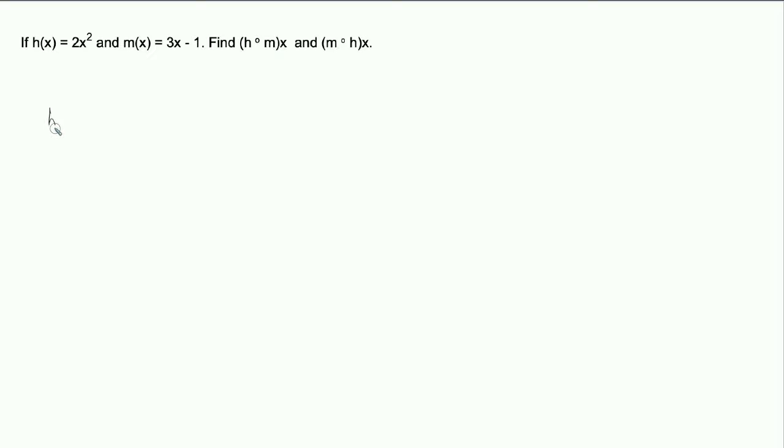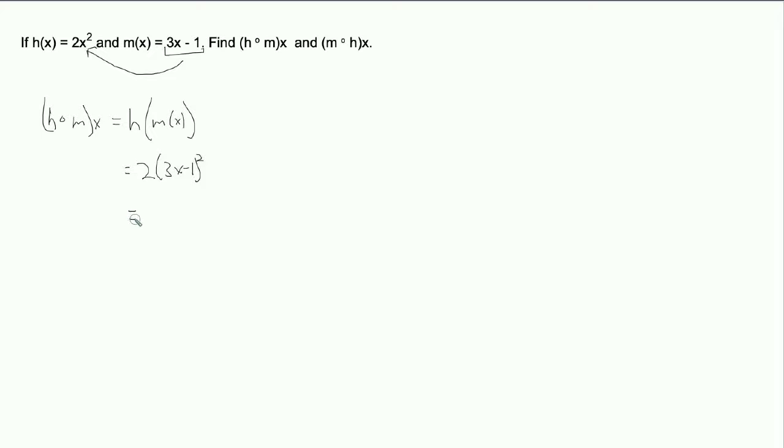So we're going to start with h composed with m of x. And so what this means, I'm going to write out a step here. This means I'm going to put the m of x function into my h function. So I'm going to put the m function into my h function. So this is going to be 2 times 3x minus 1 squared. Because I put this value in for x.